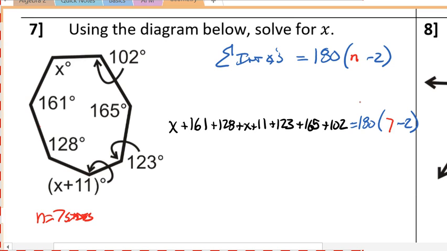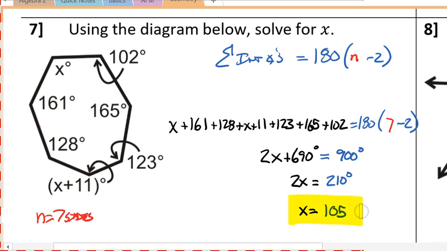So let's combine like terms and simplify here. 2x plus 690 degrees is equal to 900 degrees from our formula. We'll subtract 690 and divide by 2, giving us an answer of x is equal to 105.